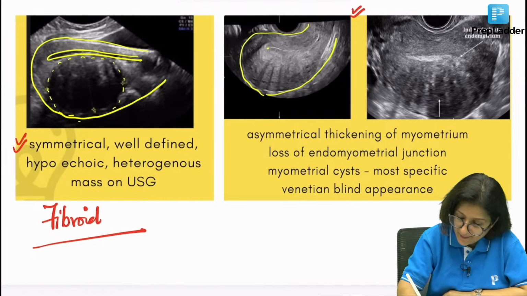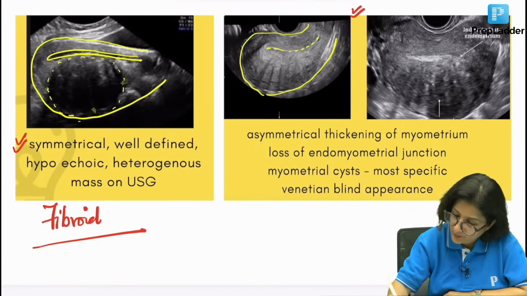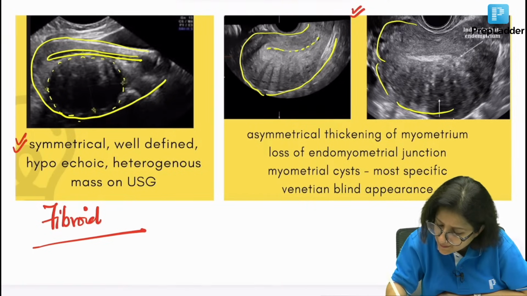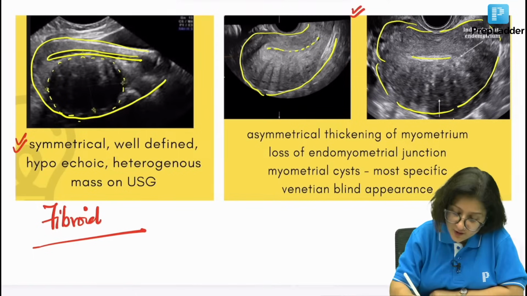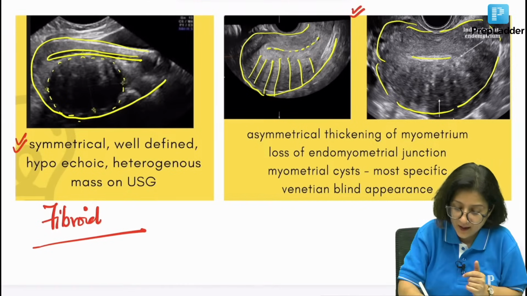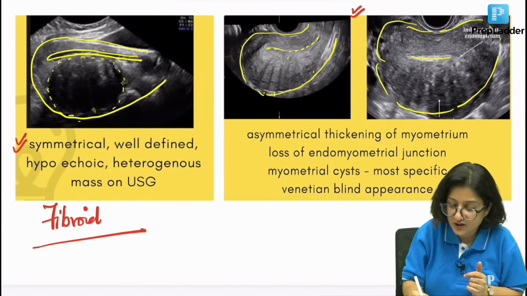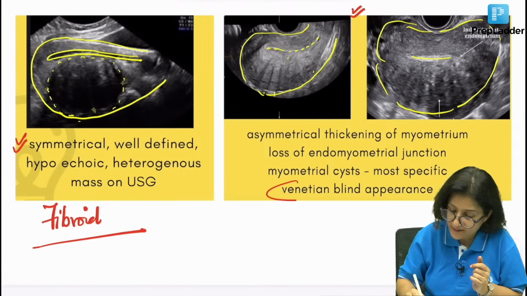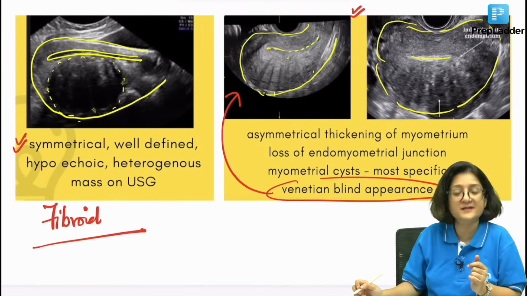Image on the right, you see this is the uterus outline, this is the endometrial lining, and here also this is the outline of the uterus. This is the endometrial lining. What else are you seeing? Can you see these images like the rays of the sun? This is the Venetian blind appearance, like blinds on the windows. So this here is the Venetian blind appearance that we are seeing.